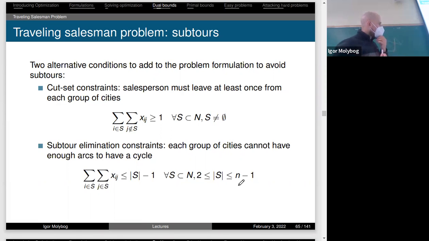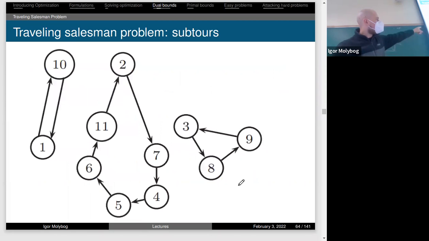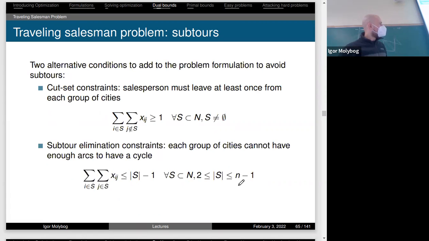This is one way to tell. Obviously, subtours like this would not satisfy this condition, because we can just take the nodes 1 and 10 into a subset, and there's no arc that leads from this subset. So this would violate this condition, and we would not have the previous solution as a feasible solution.